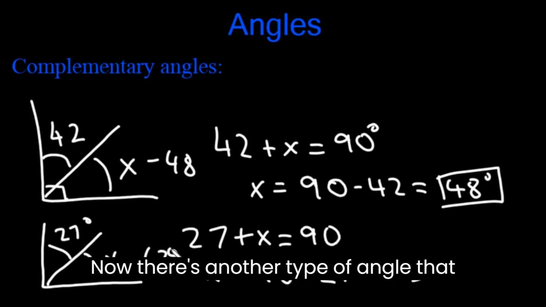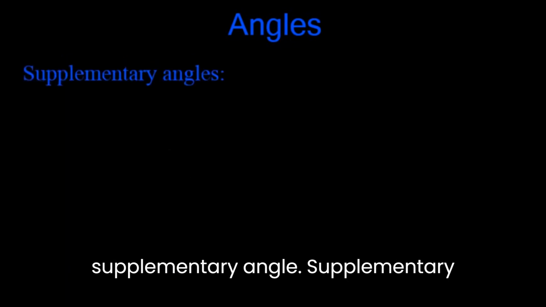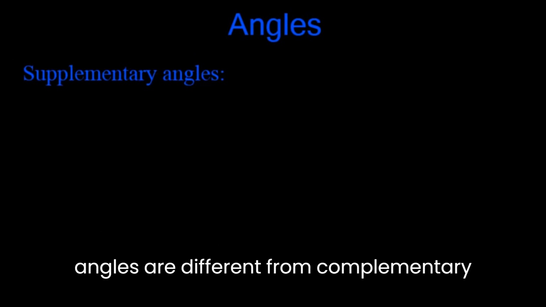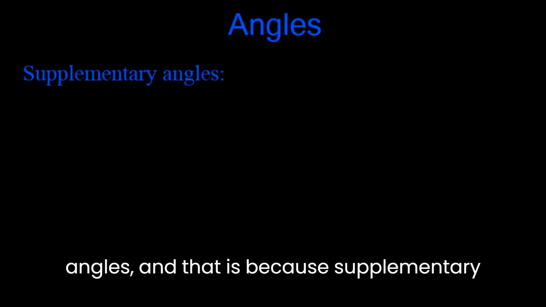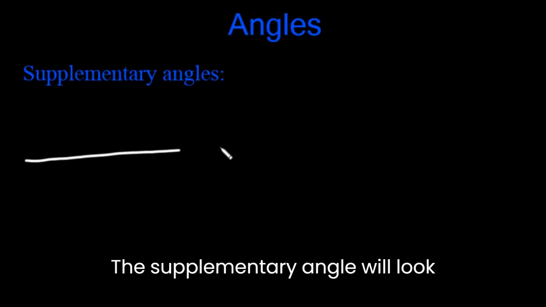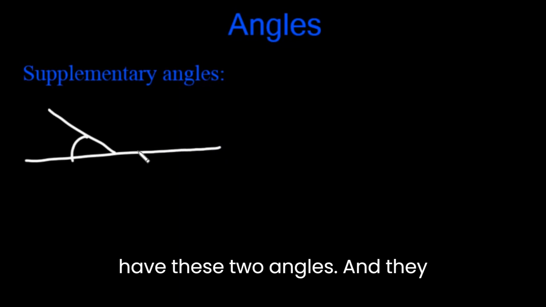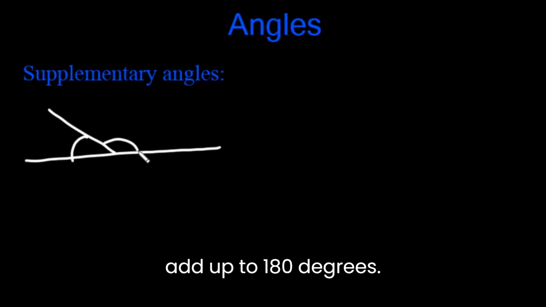Now there's another type of angle that you're going to need to know, and that's a supplementary angle. Supplementary angles are different from complementary angles, and that is because supplementary angles add up to 180 instead of 90. So supplementary angle will look something like this. So we have these two angles, and they add up to 180 degrees.